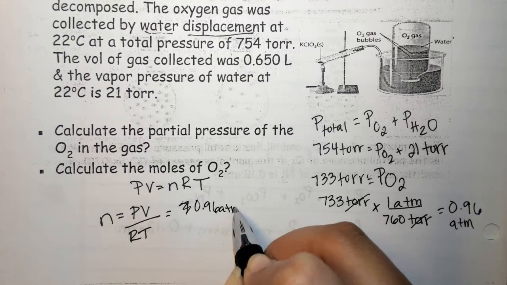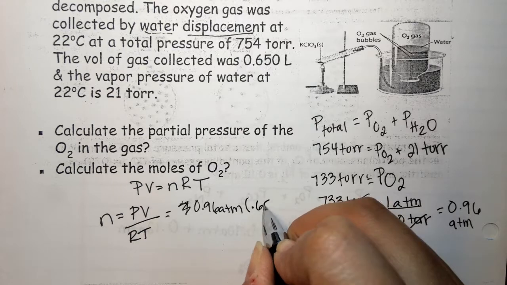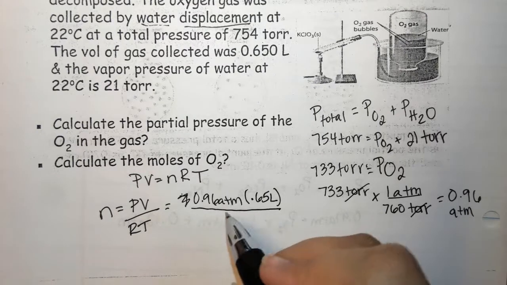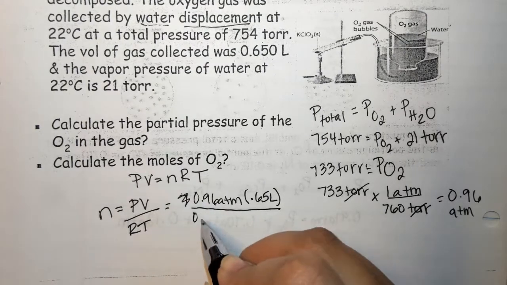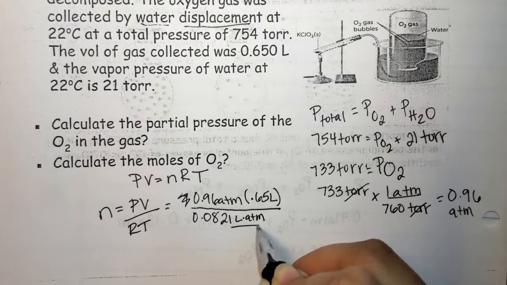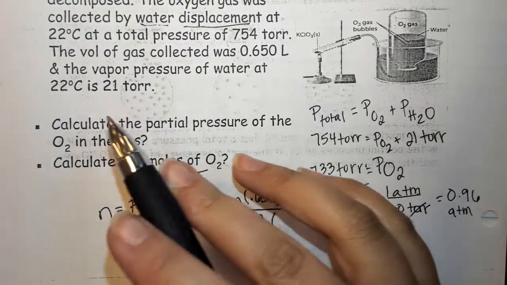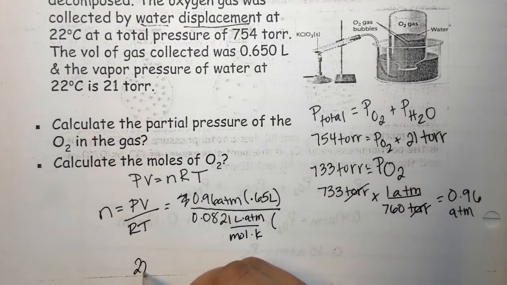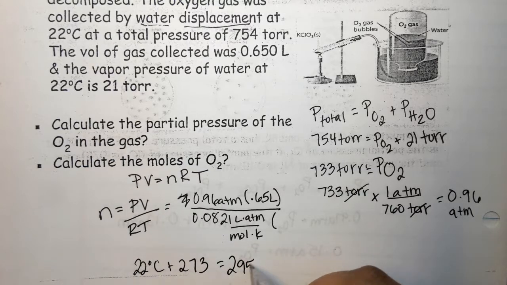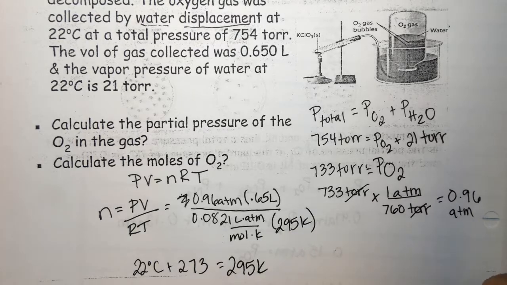0.96 atmospheres times our volume, and remember for ideal gas law it has to be in liters, which they already gave us, all divided by R. Since we're using atmospheres, we're going to use 0.0821 liters times atmosphere per moles Kelvin times temperature, so we got to take 22 degrees Celsius and add 273 to that, and we get 295. So I'm going to put 295 here, and then now we just plug it into our calculator.